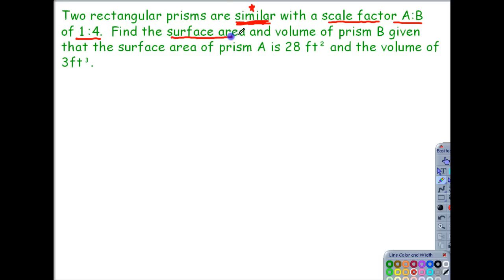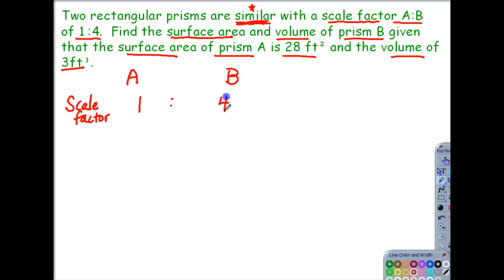So we're going to find the surface area and volume of prism B, given that the surface area of prism A is 28 feet squared and the volume of prism A is 3 feet cubed. Let's think about what we know. We have prism A and prism B. We know the scale factor of this is 1 to 4. Which one's the bigger of the two? Prism B. Now, they give you the surface area and volume of prism A, which is 28 and 3. We need to find these two pieces.